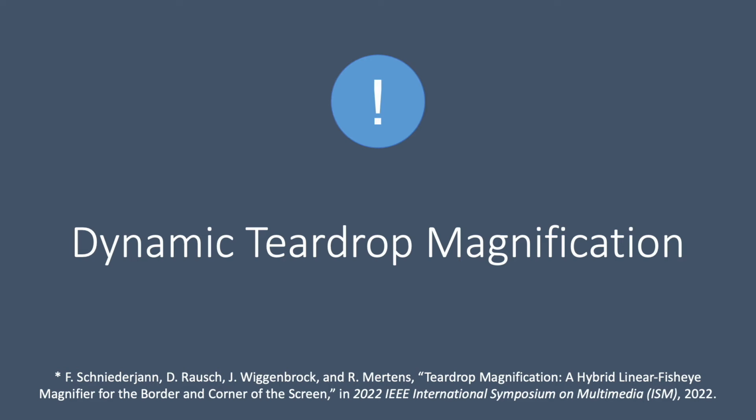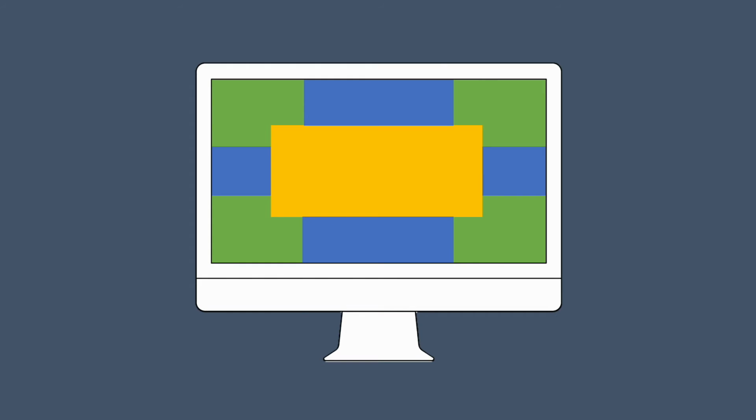One possible answer to this can be the use of the dynamic teardrop magnification. The dynamic teardrop magnification extends the normal hybrid linear fisheye with the special solution just for the borders and corners of the screen. To enable this, the screen is effectively divided into three different kinds of areas, with each opening up a different kind of magnifier if requested in that region.